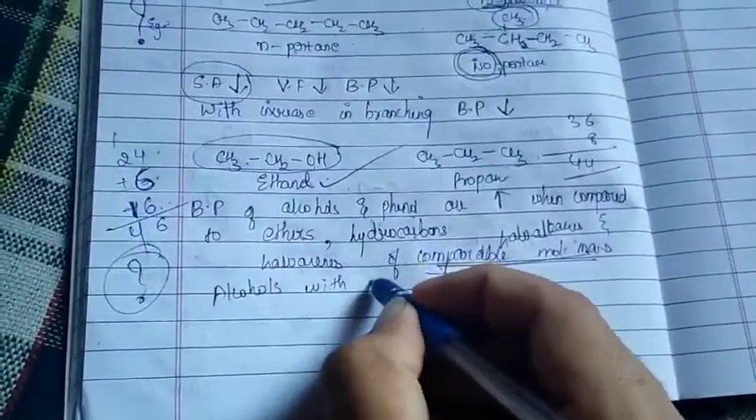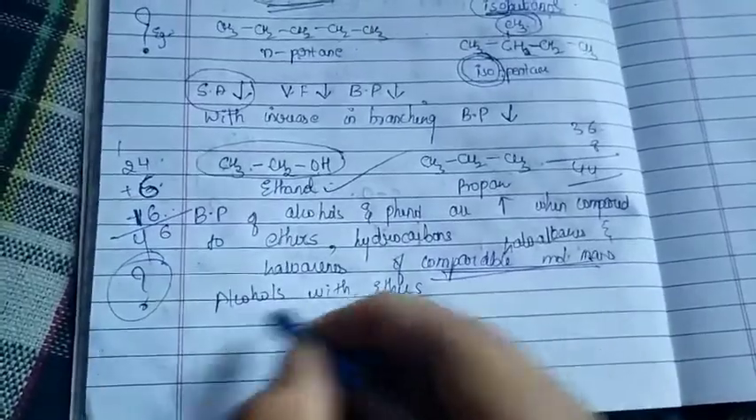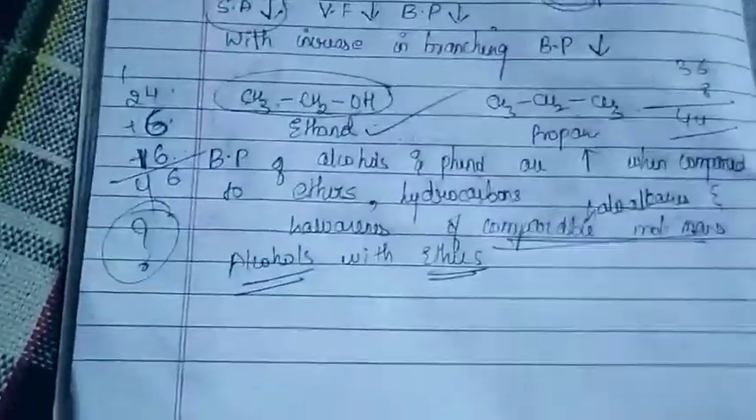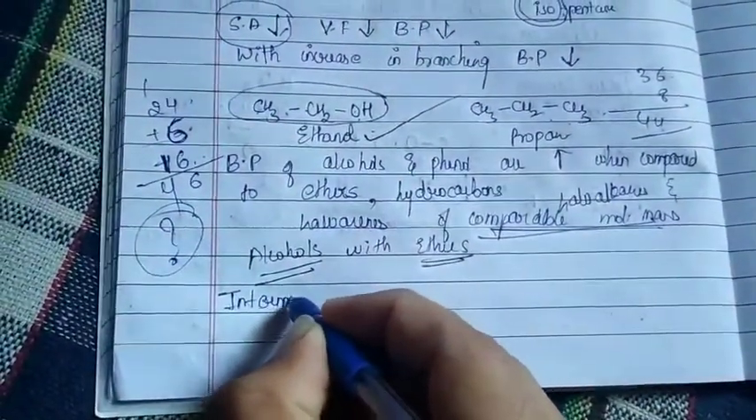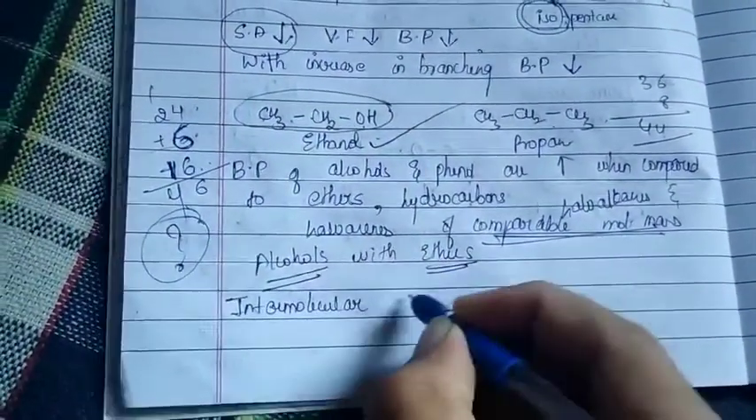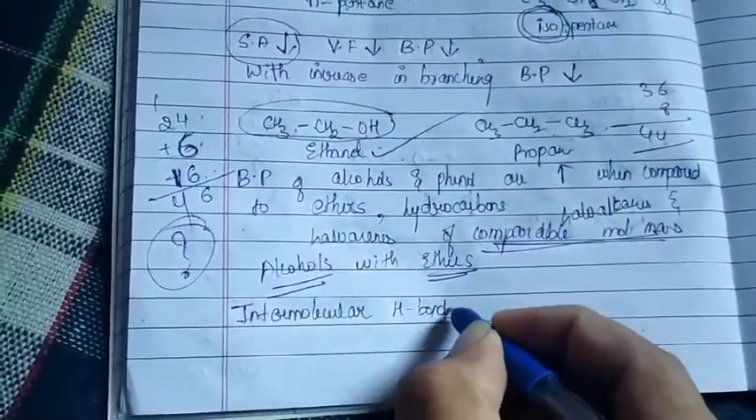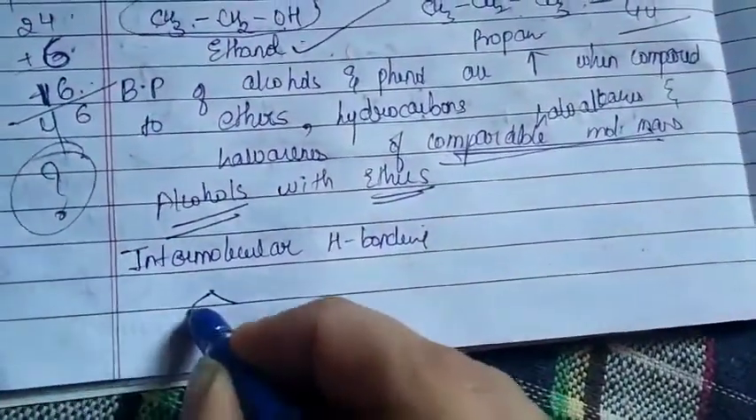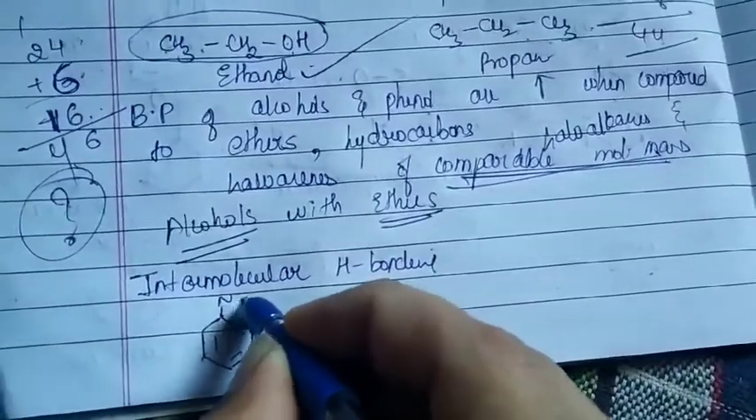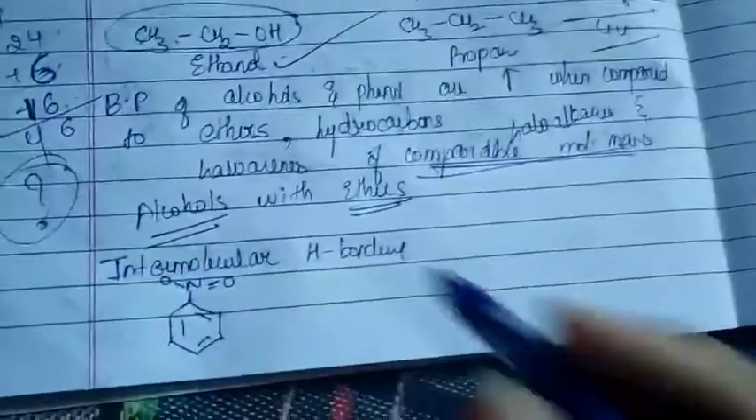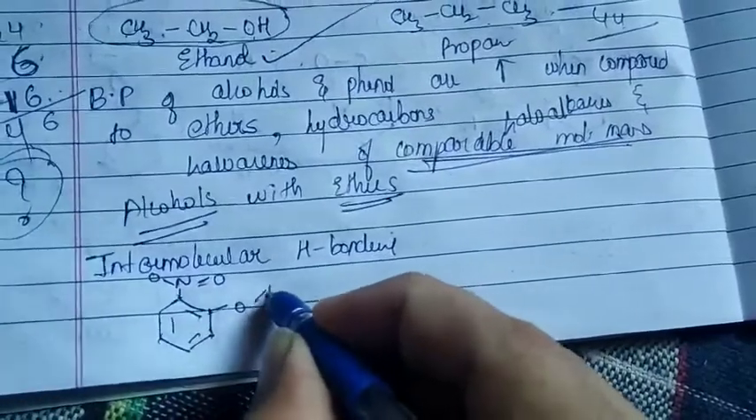Alcohols with ethers. So in order to make sure that you can understand this, I have to come across two important concepts. What is that? One is called intermolecular hydrogen bonding, and one more, intramolecular hydrogen bonding. Let me give you one common example. If I talk about orthonitrophenol, N double bond O and an O, and here you are having an O and an H.